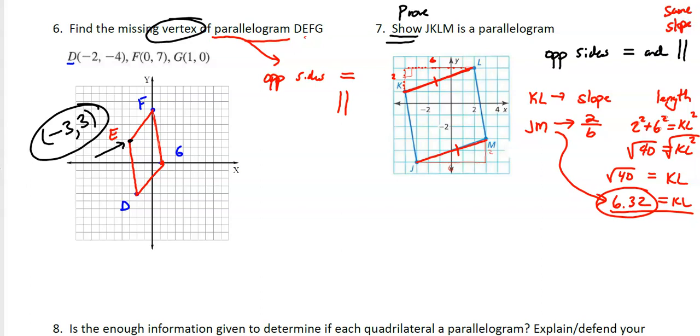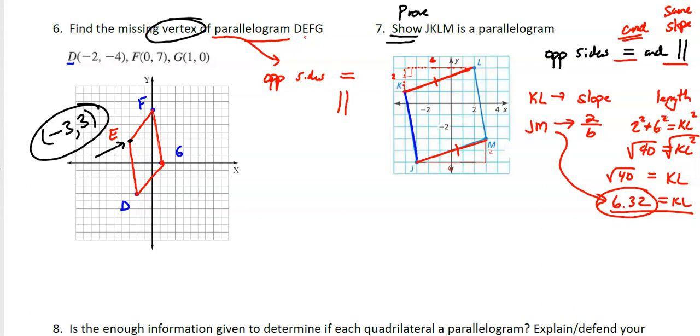Now actually, if I want to prove a quadrilateral is a parallelogram, I really only have to test one side and make sure that it's both equal and parallel. But you could do the blue too. I'm just going to do this super fast.